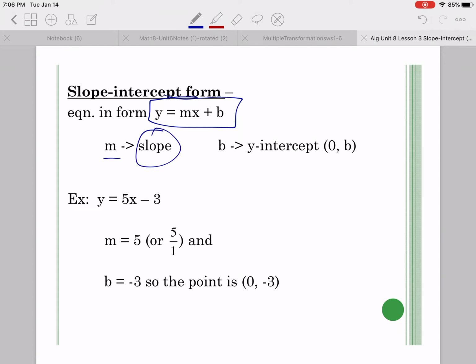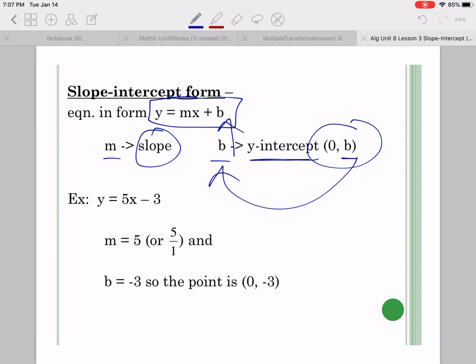And b refers to, interestingly enough, I don't know why, there's some reason I guess why it's called b, but you really just got to remember it's called b. It actually refers to the y-intercept, meaning where the line hits the y-axis. So it's always going to be 0, some number. That number is what would then be the b in the equation.